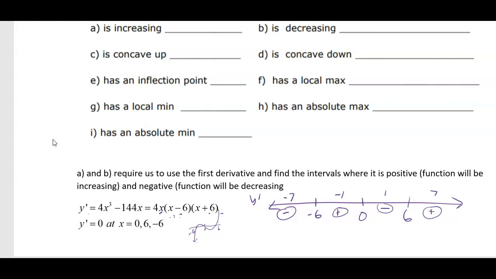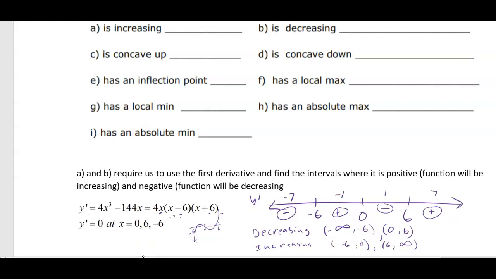So what I know is the function is decreasing where the first derivative is negative. So I'm decreasing on the interval negative infinity to negative 6. And again on the interval 0 to 6. And the function is increasing from negative 6 to 0. Again, the endpoints are not included because at the endpoint, the derivative is 0. And then from 6 to infinity. Okay, so that's increasing and decreasing from the first derivative.